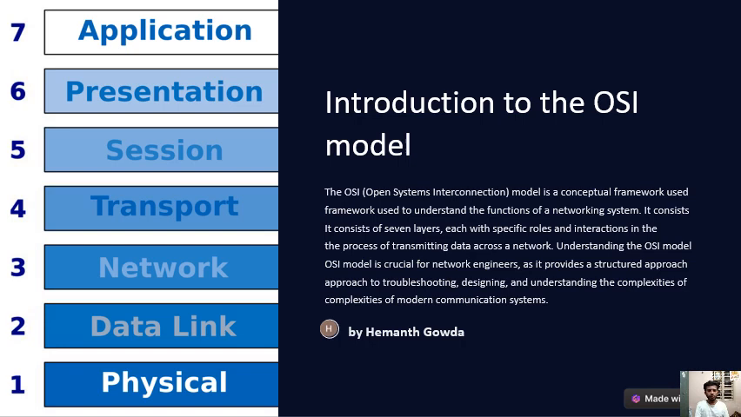The OSI, Open Systems Interconnection Model, is a conceptual framework used to understand the functions of a networking system. It consists of 7 layers, each with specific roles and interacting in the process of transmitting data across a network. Understanding the OSI model is crucial for network engineers as it provides a structured approach to troubleshooting, designing, and understanding the complexities of modern communication systems.